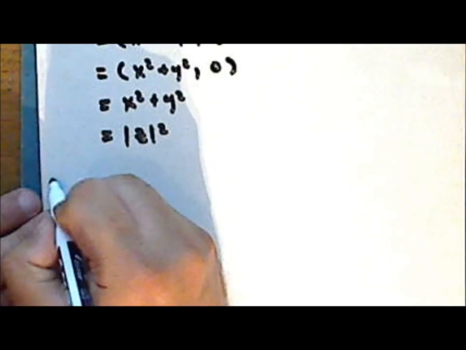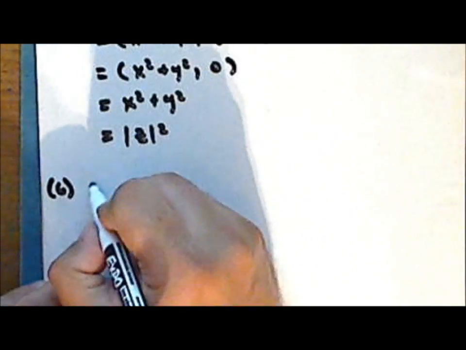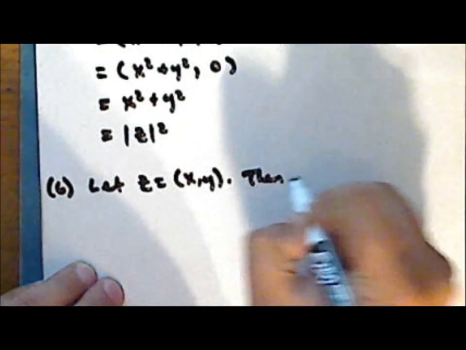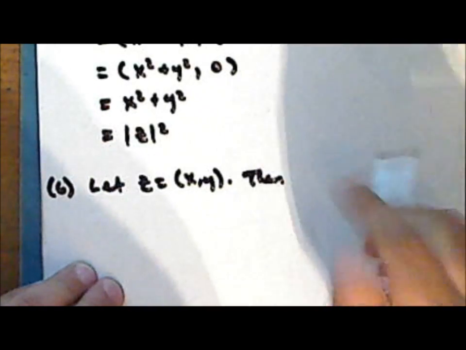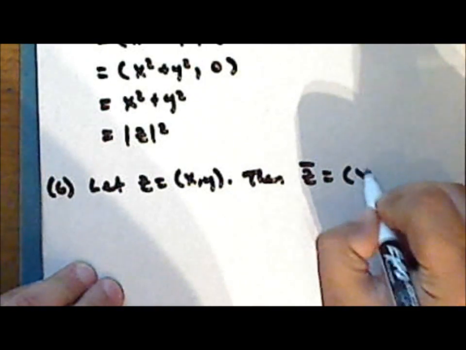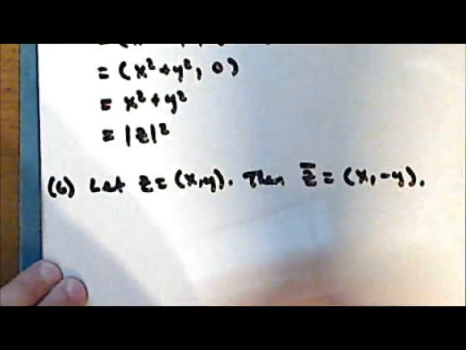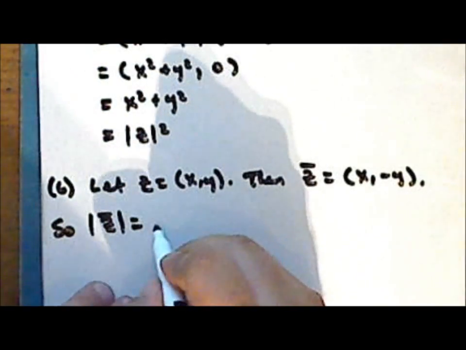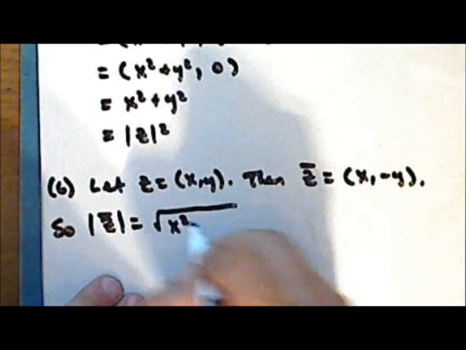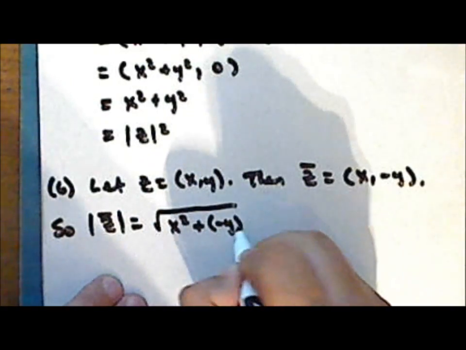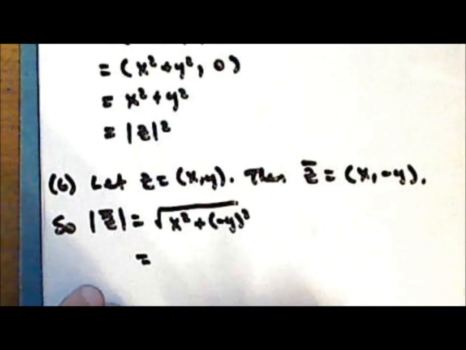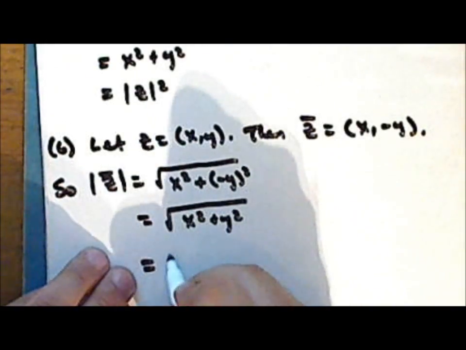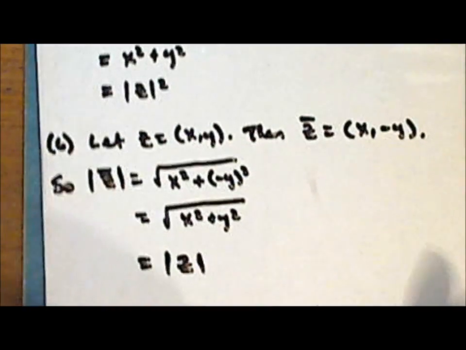All right? So sixth part. Let z be the ordered pair (x, y). Then the conjugate of z is the ordered pair (x, -y). And so the modulus of the conjugate of z is the square root of the sum of squares, x squared plus (-y) squared. This is the same as the square root of x squared plus y squared, which is the modulus of z. All right, so that completes the proof.